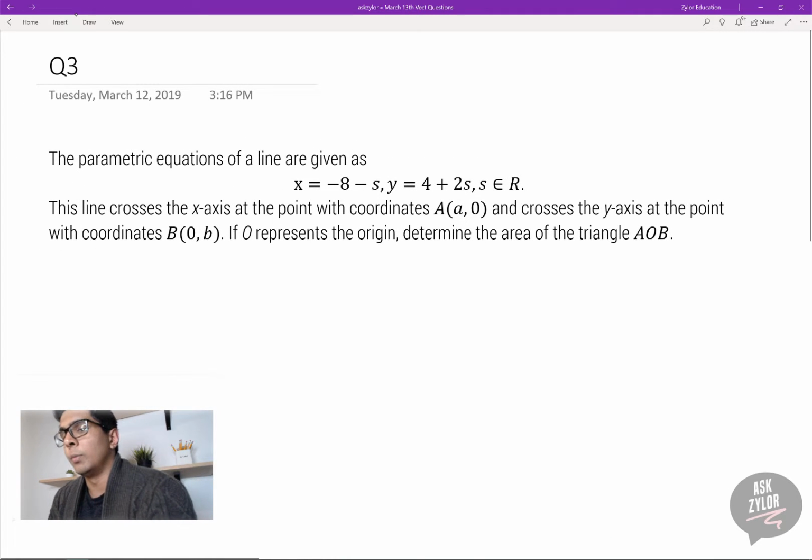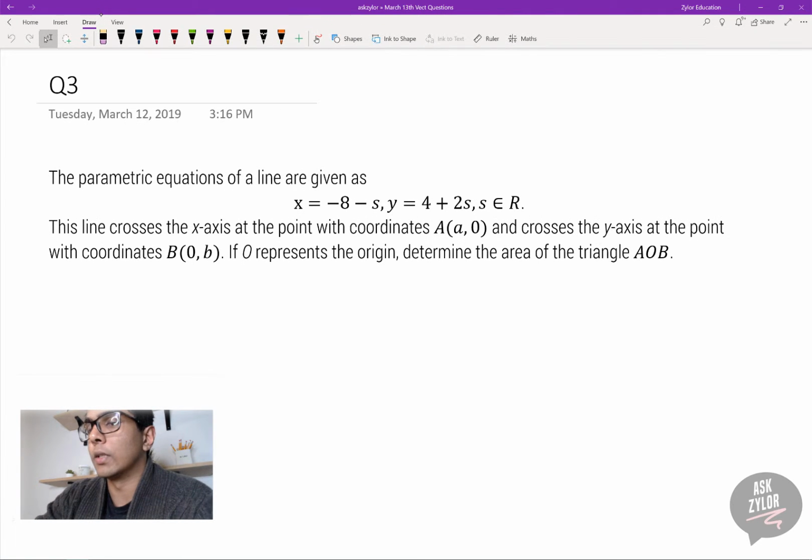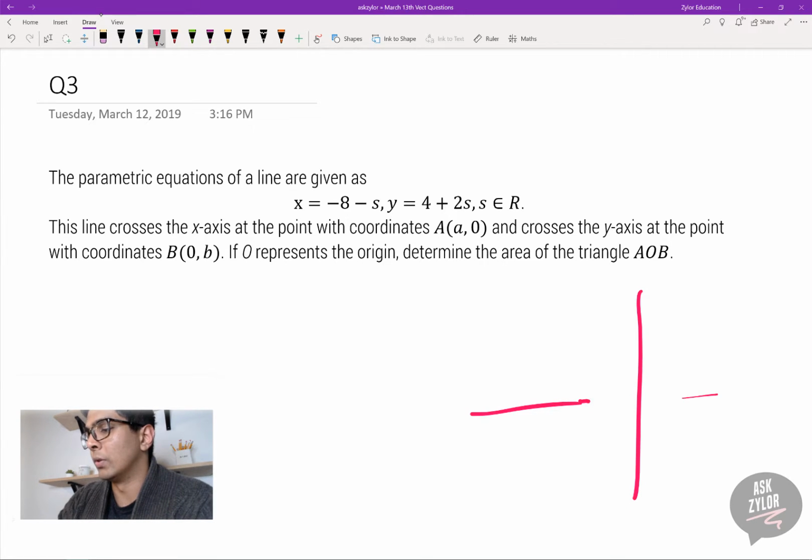So we have the parametric equations of a line given to us, and this line crosses the x-axis at the point with coordinates A and the coordinates B. If O represents the origin, determine the area of the triangle AOB. Before I start, I'm just going to draw a small diagram to show what I'm trying to solve here.